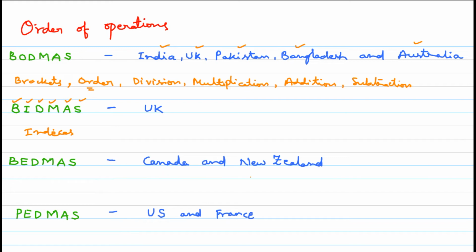So coming to Canada and New Zealand, they are using BEDMAS. BEDMAS means the same thing: bracket, E stands for exponential, division, multiplication, addition and subtraction. Coming to this, in US and France, they are using PEDMAS. What is meant by PEDMAS? PEDMAS means P. P means parenthesis, and E means exponential, division, multiplication, addition and subtraction.